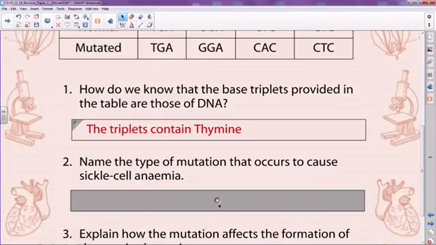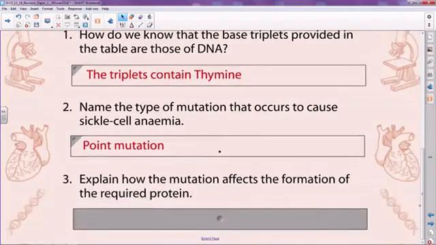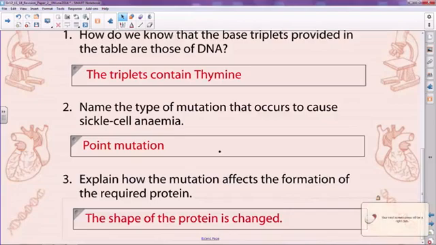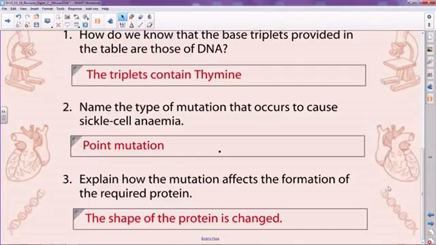Okay, it is point mutation. Okay, so your point mutation is your sickle cell, and then of course explain how the mutation affects the formation of required proteins. You are going to get a shift, the shape of the protein is changed. If you change the shape of the protein, you have a problem, right? Because remember, the shape of a protein is very, very important to how we're going to do things.